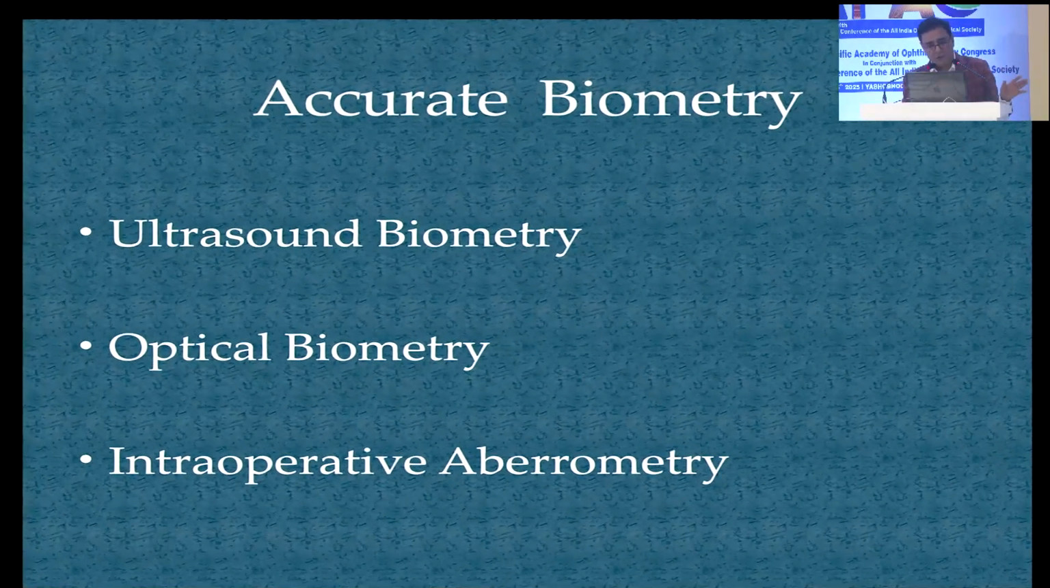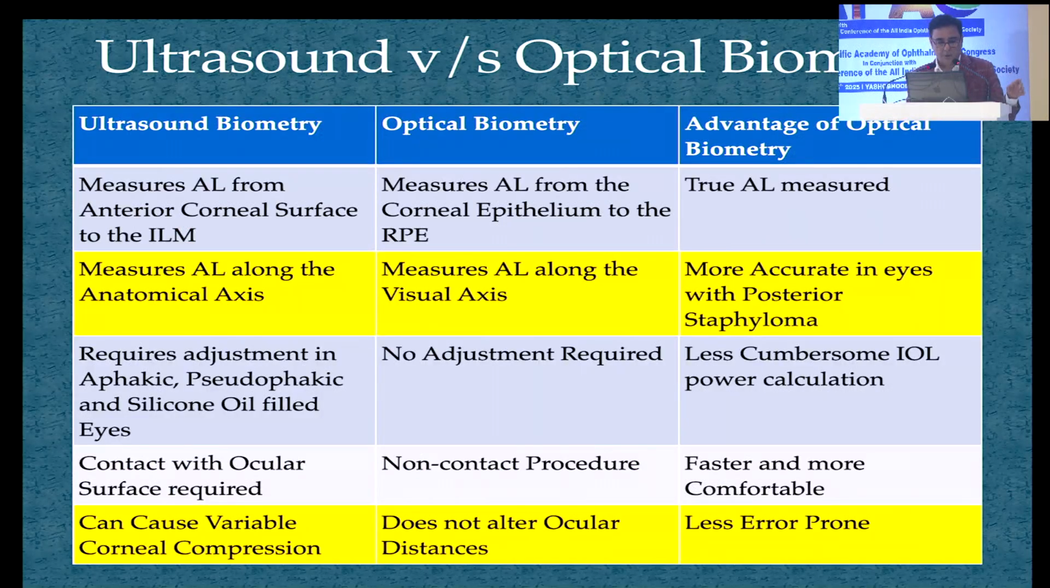There's no doubt that contact biometry should be banned. If you want to do ultrasound biometry, always do immersion and do not do contact, and that will remove half your problems. And of course, intraop aberrometry is no longer available now, but optical biometry is what we should technically do for our patients. Of course, the cost goes up, we have all the other headaches, but no doubt that your results will drastically improve.